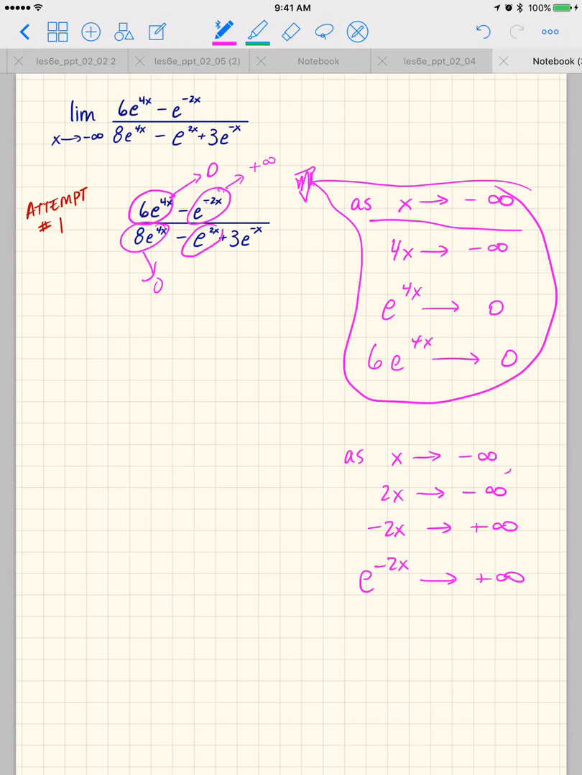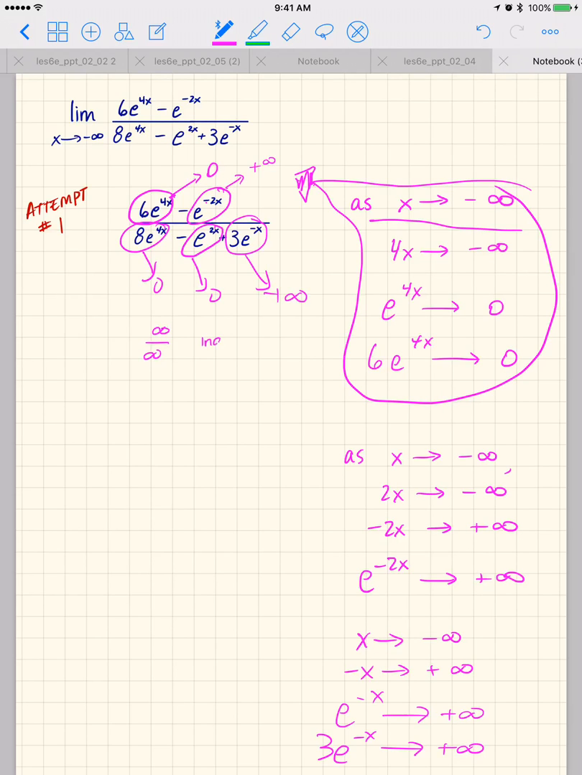Now e to the 2x goes to, what does e to the 2x go to? e to the 2x is going to go to 0. And 3e to the negative x: as x goes to negative infinity, negative x goes to plus infinity, so e to the negative x is going to go to plus infinity, so 3 times e to the negative x goes to plus infinity. So this is going to go to plus infinity. So we now have an indeterminate form: infinity over infinity, which is indeterminate.